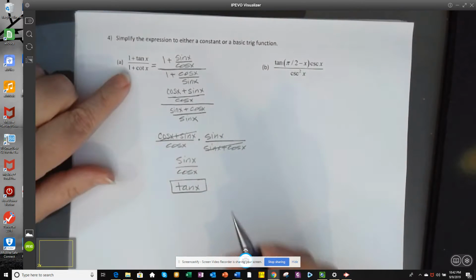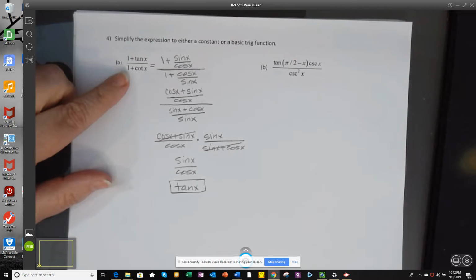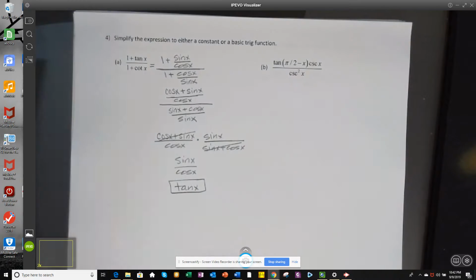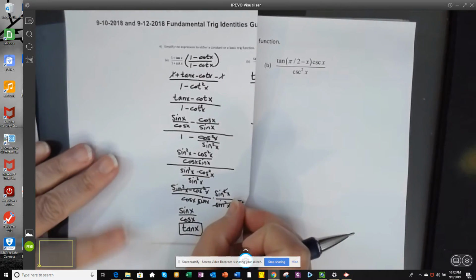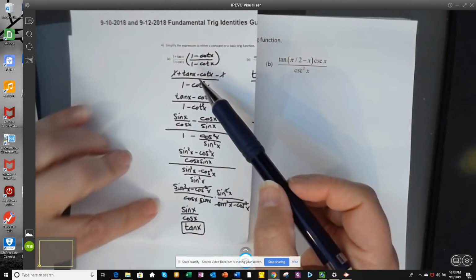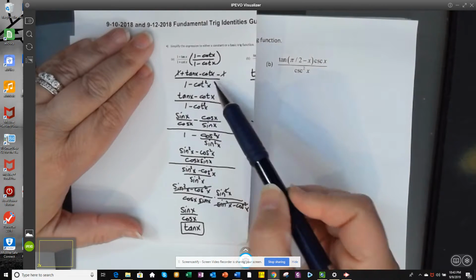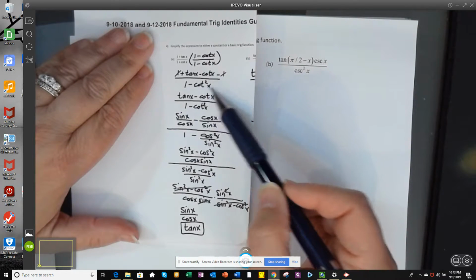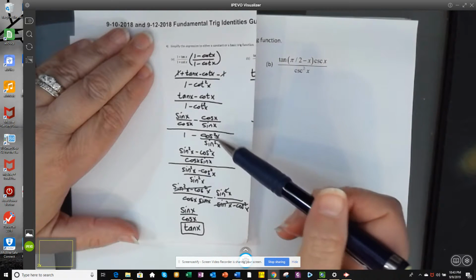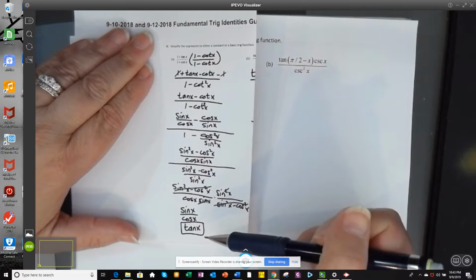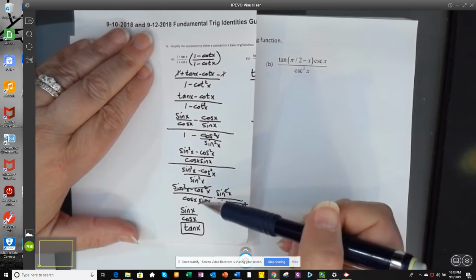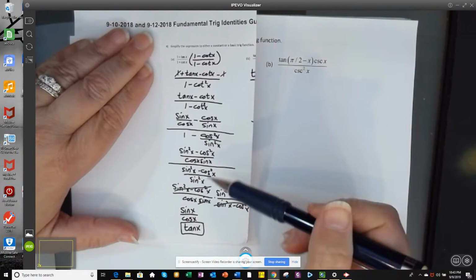Okay. Now, some people might multiply this by the conjugate of the denominator. You could do that too. And I have done that in the past. And I will show you the answer doing it that way, where you multiply by the conjugate of the denominator, and then you get 1 minus cotangent squared x in the bottom. And then eventually you have to change them to sines and the cosines to get the tangent. So you can do it this way. It just takes a few more steps to get there. And the math sometimes might be a little bit more complicated.